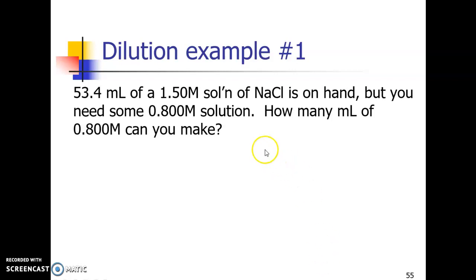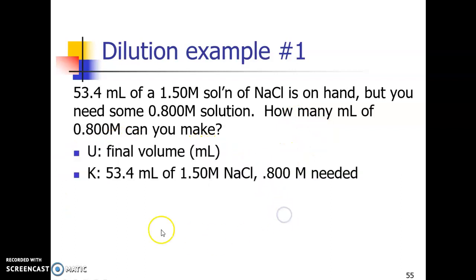All right, so here's a dilution example problem. So we've got 53.4 milliliters of a 1.5 molar solution of sodium chloride, but you need some 0.8 molar solution. How many milliliters of the 0.8 molar solution can you make? So here's your unknown. You want to know the final volume of 0.8 molar, and then you know that you started with 53.4 milliliters of 1.5 molar sodium chloride.